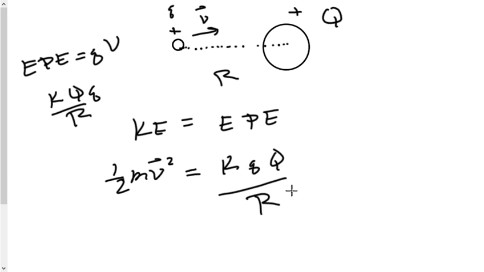So then we can solve for r. r would be the minimum distance these two can get to each other.